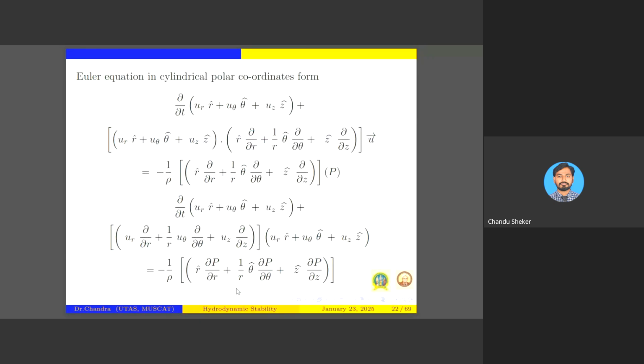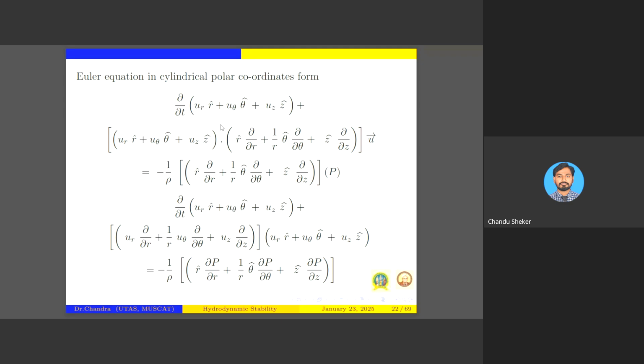Then we can write the Euler equation as: the first term is dou u bar by dou t, this is the u bar. The next one is u bar dot del. What is del here? Del is the gradient vector, r cap dou by dou r plus 1 by r theta cap dou by dou theta plus z cap dou by dou z. Now the remaining terms we are expressing in cylindrical polar coordinates, so that equation 1 becomes this equation.